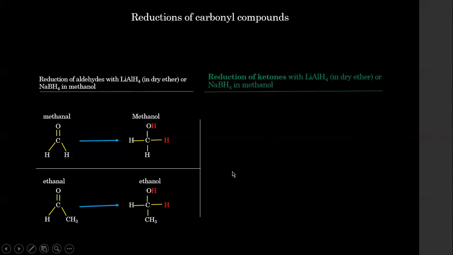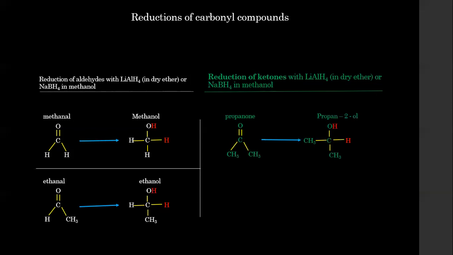Remember these two compounds. Now let's move on to the reduction of ketones with lithium aluminium hydride or sodium borohydride in methanol. For the discussion, I'm taking propanone. Propanone is a ketone with 3 carbon atoms. The structure is given here. What will happen when you react with the reducing agents given? It is going to be propan-2-ol. Propan-2-ol has 2 alkyl groups attached to the alpha carbon, so it is a secondary alcohol. So we call it propan-2-ol. It's a secondary alcohol.